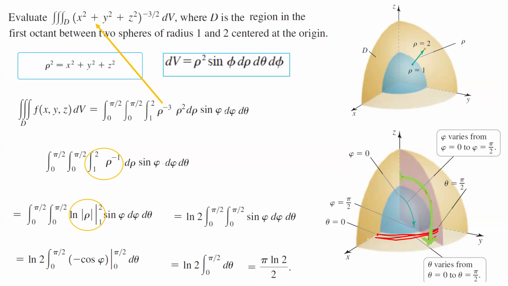The same for theta. It happens to be bounded between 0 and pi over 2 as well, because theta is in the xy plane. You start at the positive part of the x-axis, and since it's in the first octant, you have to stop here. It doesn't go further. So your theta is also bounded between 0 and pi over 2.